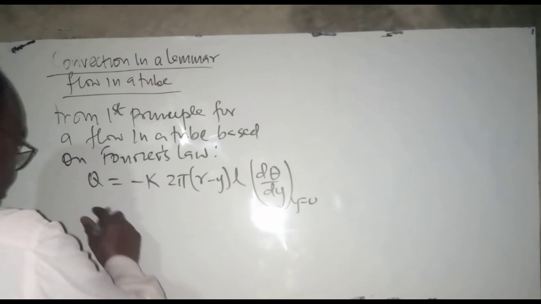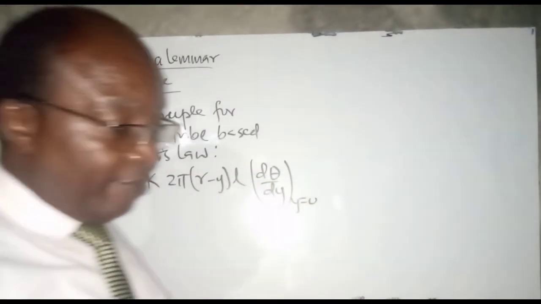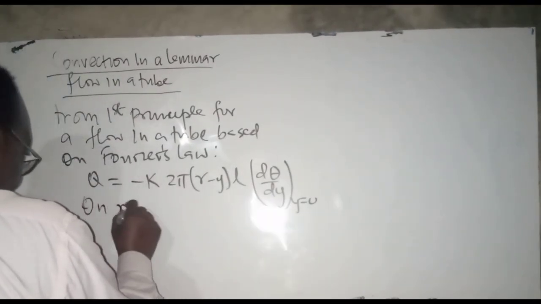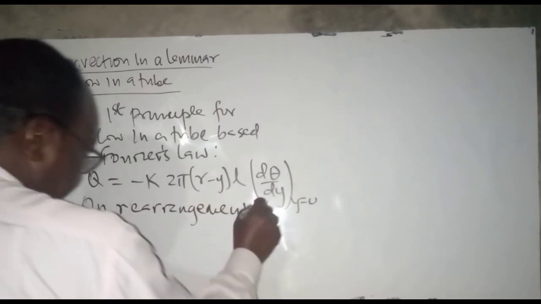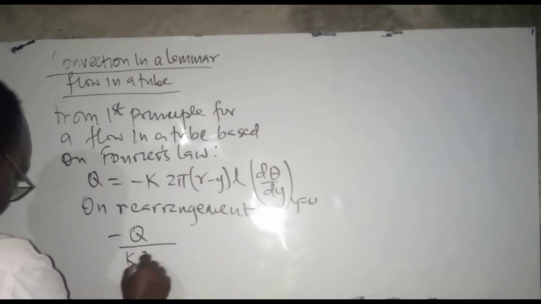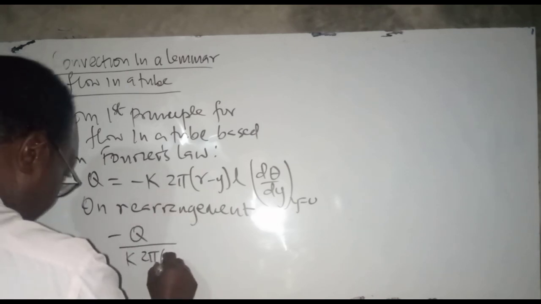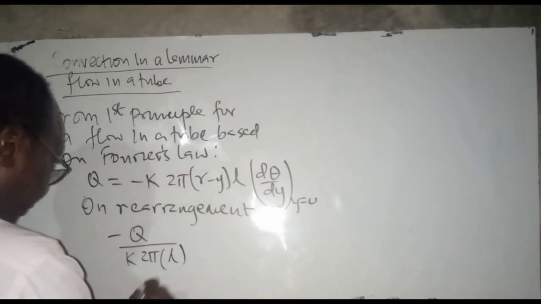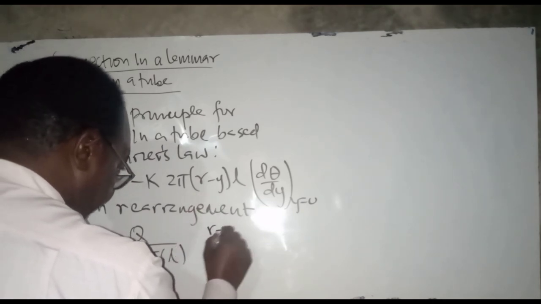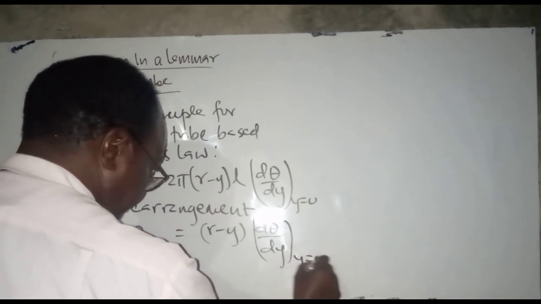Now, this particular quantity, if we rearrange this, our very principal equation, which we have derived and worked with severally through our lectures, on rearrangement, then we'll have minus Q over K 2 pi L is equal to (R minus Y) d theta dy, the relationship.